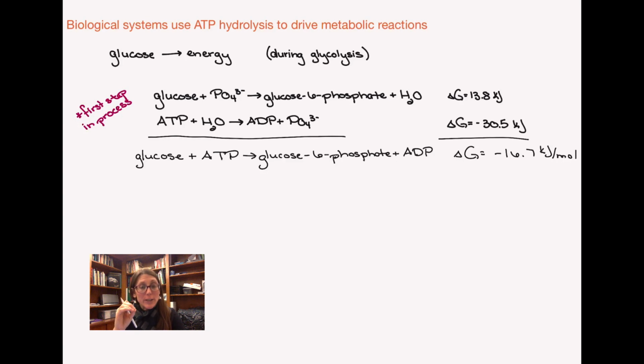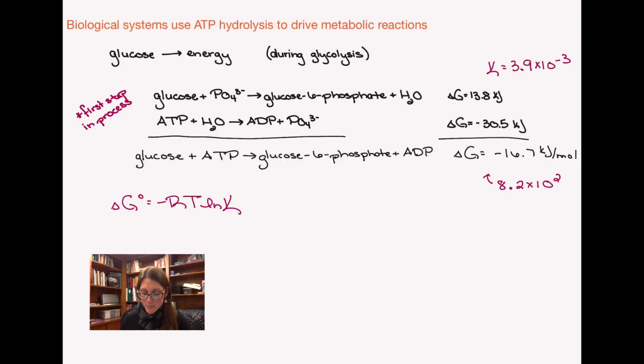This is thermodynamically favorable. Again, if you take a look at your equilibrium constant for the overall reaction and that original reaction, and I'm going to remind you that the way we're doing this is the fact that delta G naught is equal to minus RT ln of K. If you take a look at your equilibrium constant for this first process, K is equal to 3.9 times 10 to the negative third. Whereas the coupled reaction has an equilibrium constant that is 8.2 times 10 to the second.